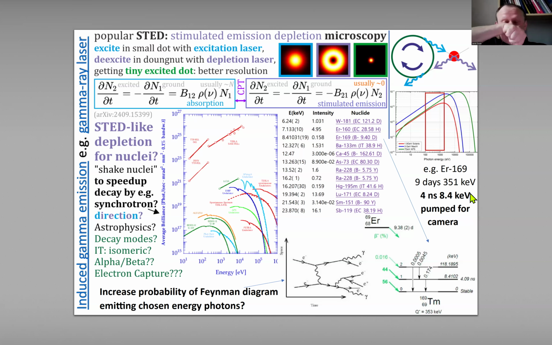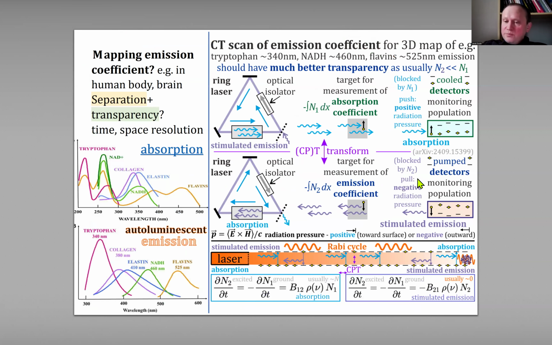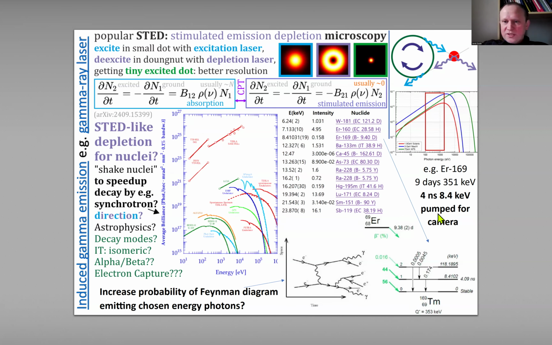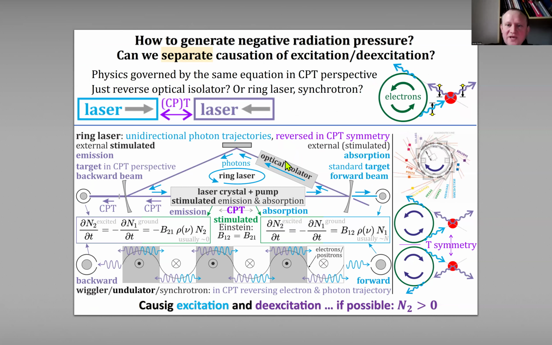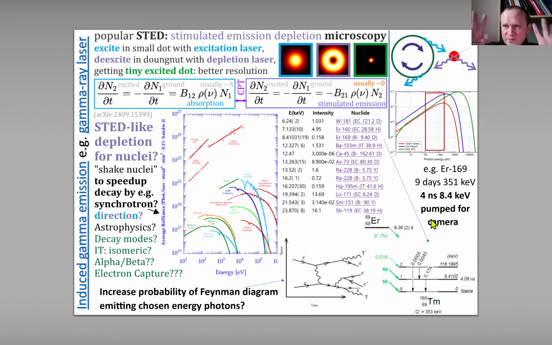However, maybe think about this camera. As mentioned, this backward camera requires a continuously pumped target. So maybe we could use erbium-169 as this continuously pumped target. We put this erbium here, put some target on the go, and monitor it to make a kind of CT, tomography, of this target. So potentially it could be used for this backward camera.